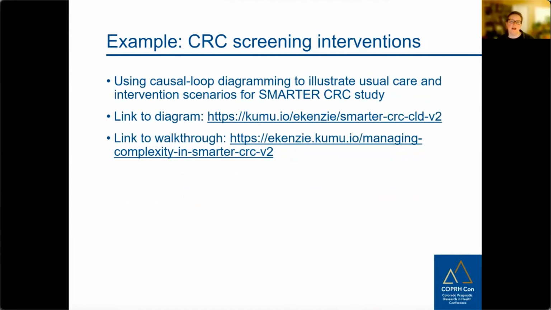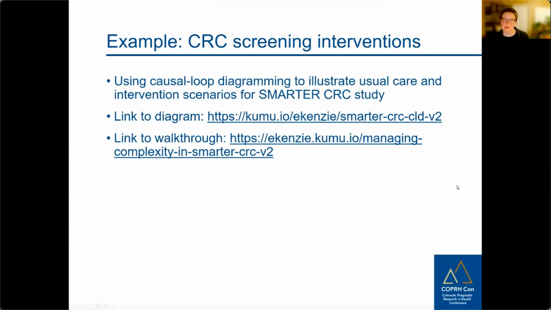So we're using causal loop diagramming to illustrate the usual care and intervention scenarios for this study. And I've put two links here, one directly to the diagram and one through a walkthrough that I'm going to switch to in a moment. And this is going to be the second version of the diagram we've worked on. We created one at baseline based on an iterative process of discussion and model development within our research team, which reflected the study team's mental model at baseline. And then this version reflects some refinement during implementation. We're still in the middle of this study.